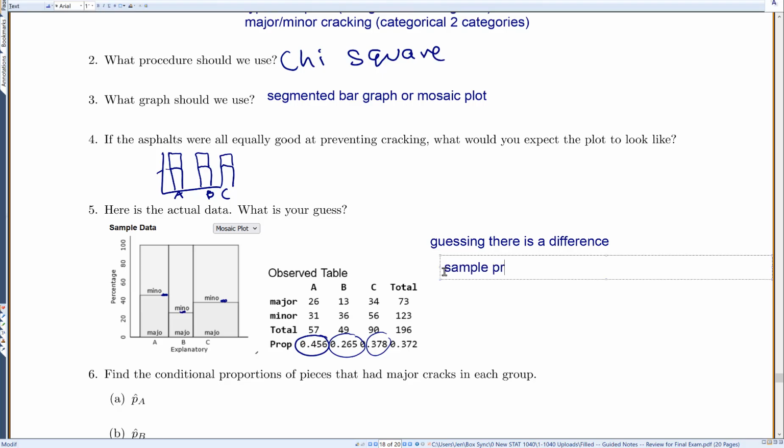The sample proportions are different in each group. Now the question is always, how different are they? Could that just be due to chance, or is there something really happening in the populations here?